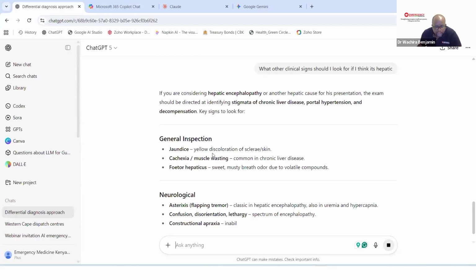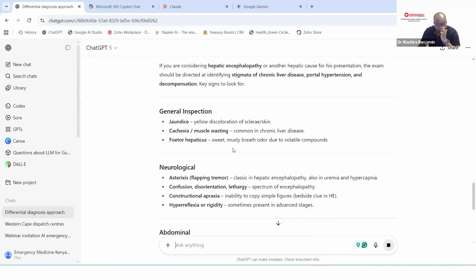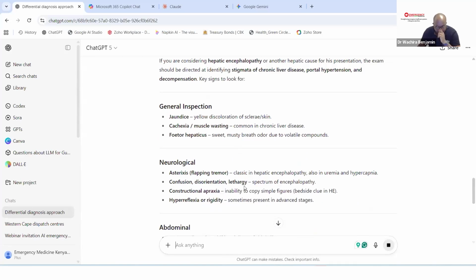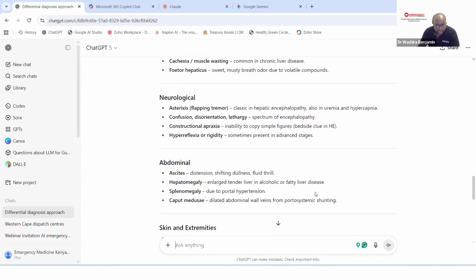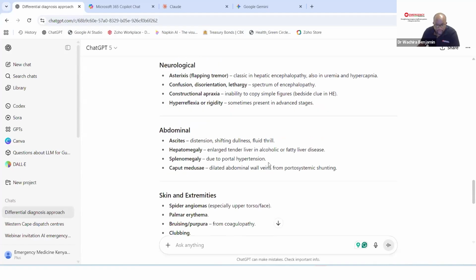Jaundice, all right. Is he wasted? Does he have a sweet musty breath odor? Asterixis, flapping tremor, classic for hepatic confusion, confusion to lethargy, constructional apraxia, inability to copy simple figures, but he's too confused to copy anything. Hyperreflexia, so I need to check his reflexes. I need to check his abdomen for shifting dullness, fluid thrill, hepatomegaly, splenomegaly, caput medusae.